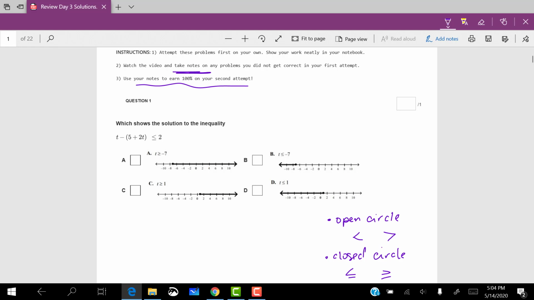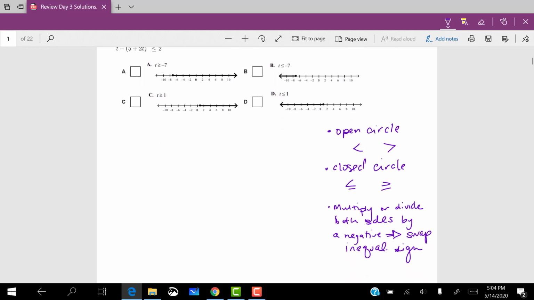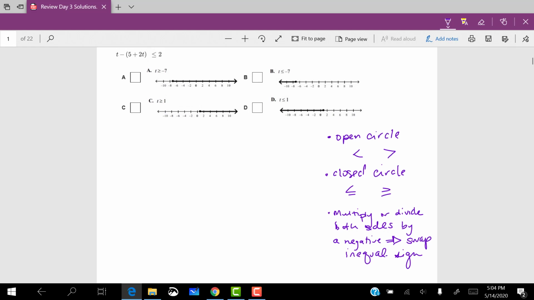Okay, our first problem is an inequality. A couple of reminders about inequalities here. First, we've got open circles when we have less than or greater than, and we have closed circles for less than or equal to or greater than or equal to. If we multiply or divide both sides by a negative number, we'll swap the inequality sign.